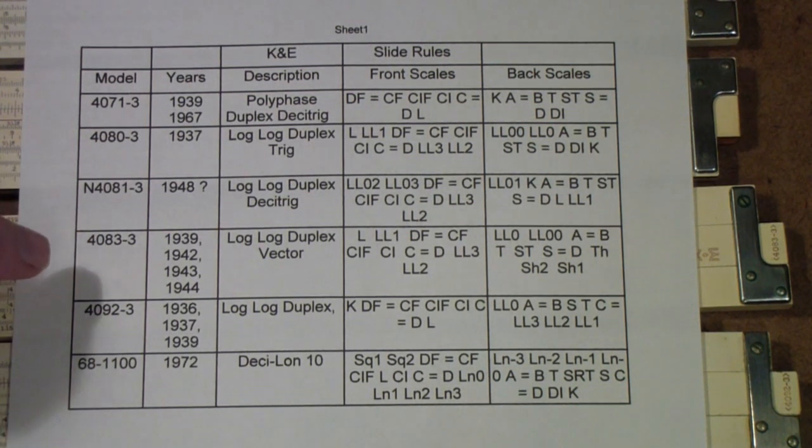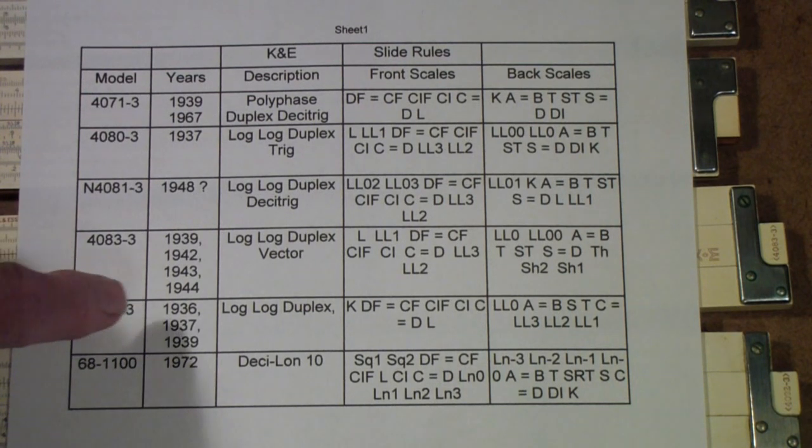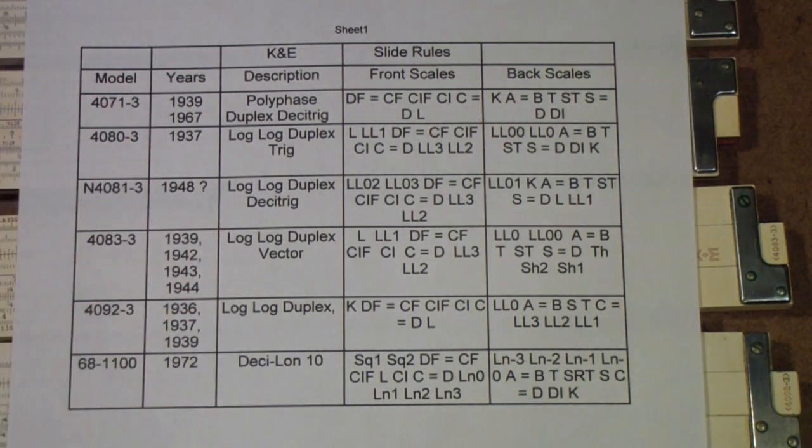There is also a 4083 in this set, and I'm including that one, although I'm going to talk about it in a future video, because it is one of the early vector rules, and by vector what I mean, or what they mean, is that it includes hyperbolic, tangent, sine scales.